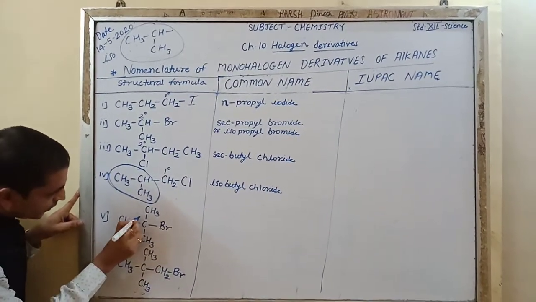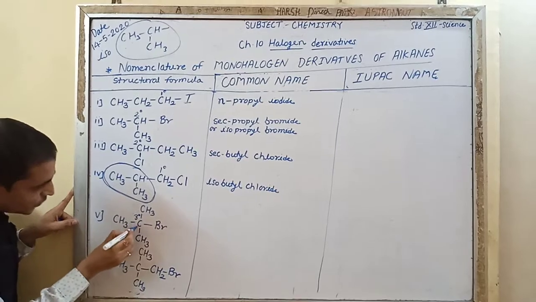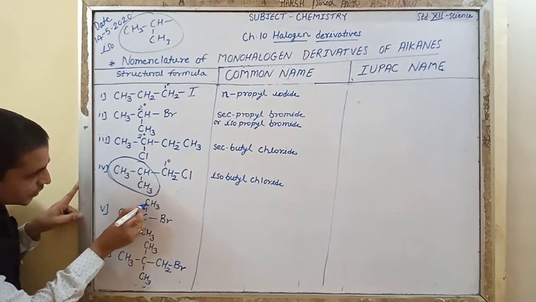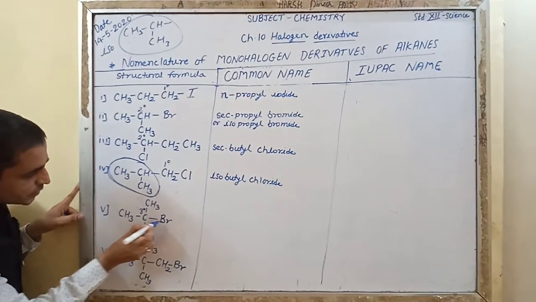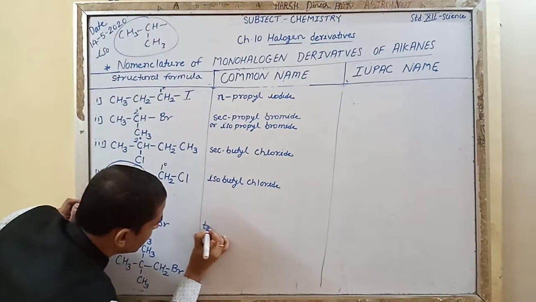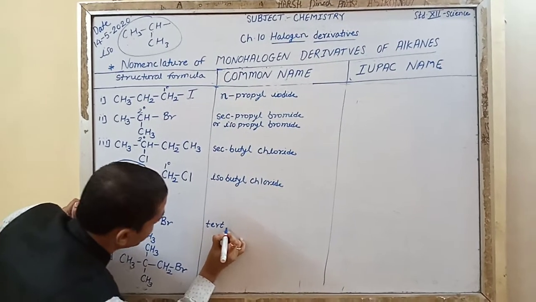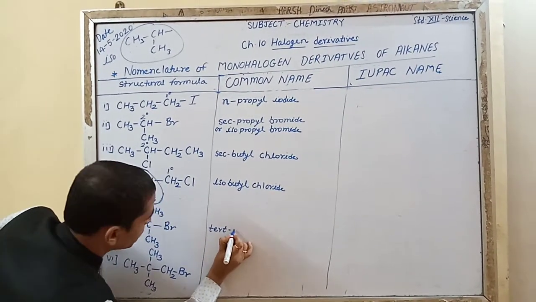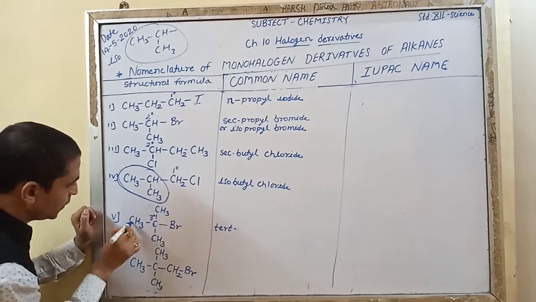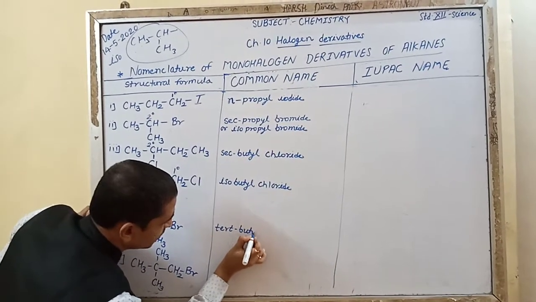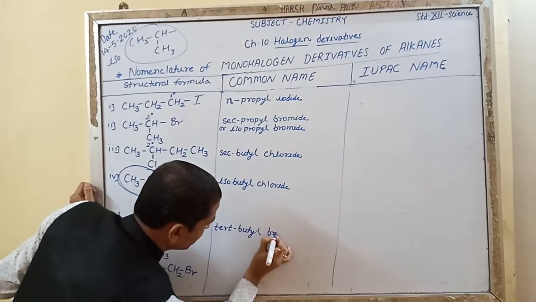Now come to fifth structure. Again here see the central carbon atom. It is tertiary because this carbon atom is attached to 1, 2 and 3 carbon atoms, and to tertiary carbon atom Br is attached. So its name is tertiary. We are writing on this third. Tertiary. Total number of carbon atoms 1, 2, 3, 4. Tertiary butyl bromide.